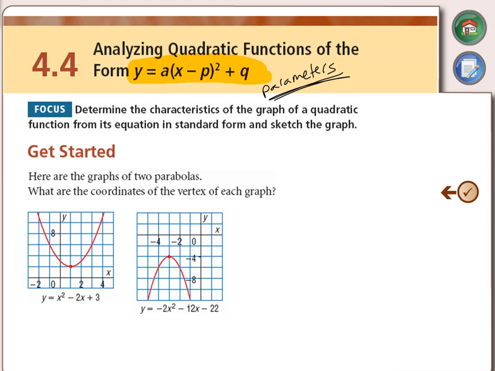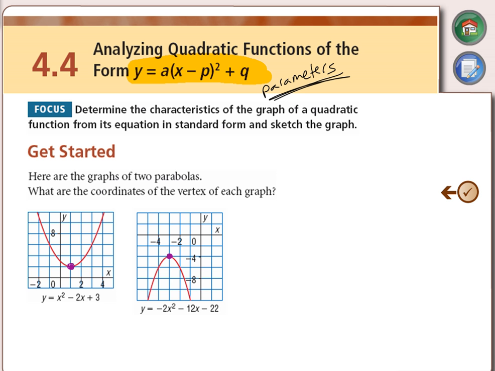Most important thing that we usually are talking about when we're dealing with parabolas is going to be either the intercepts or the vertex. So we're looking at the vertex in this lesson here. The vertex is your maximum or minimum point. And we're looking at the coordinates of them.